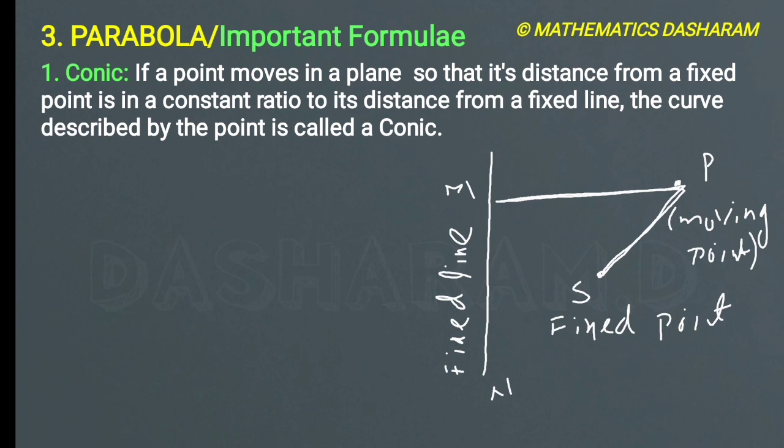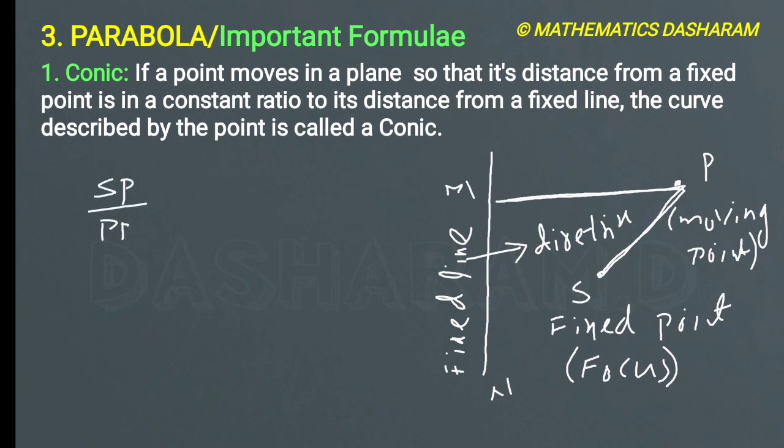So in a conic, the fixed point is called the focus, and this fixed line is called the directrix. And this constant ratio, SP divided by PM, is called the eccentricity, and it is denoted with a small e.